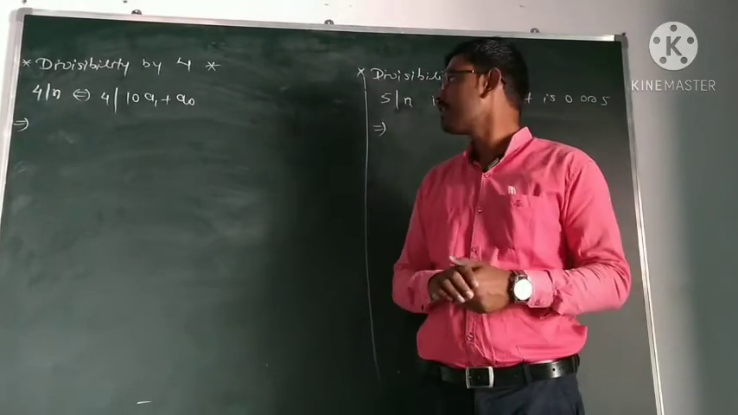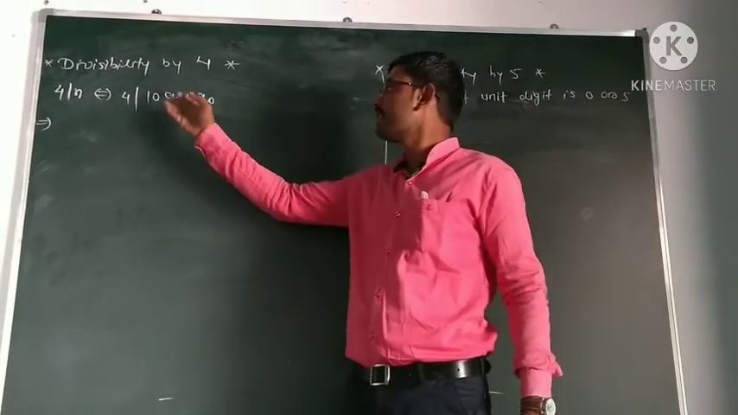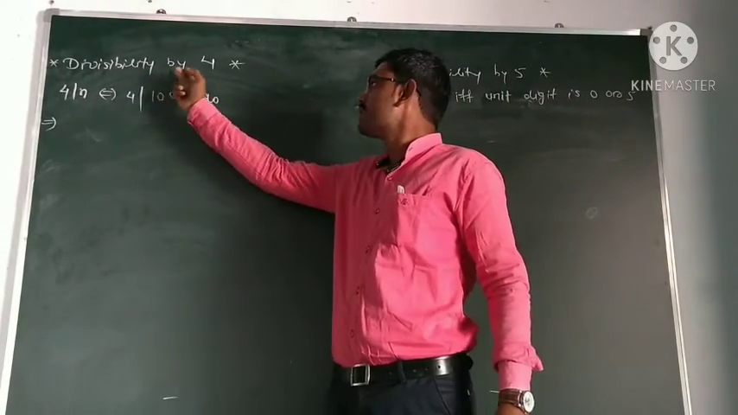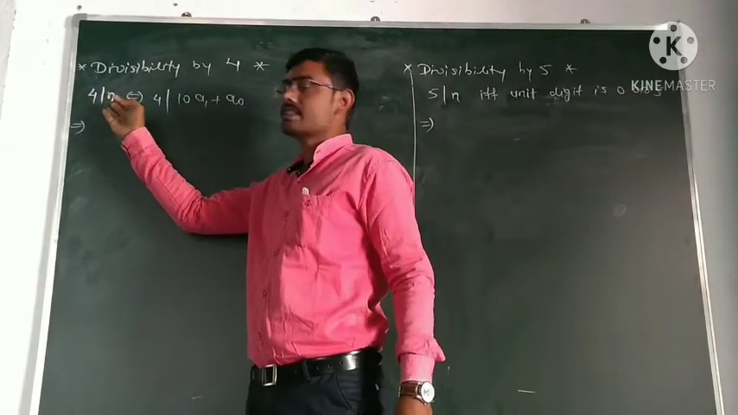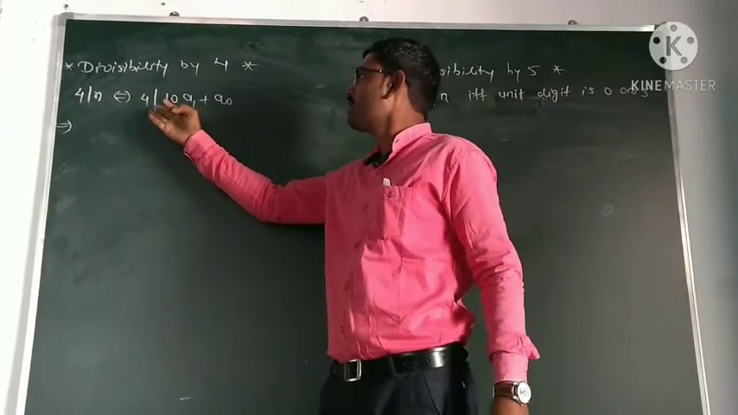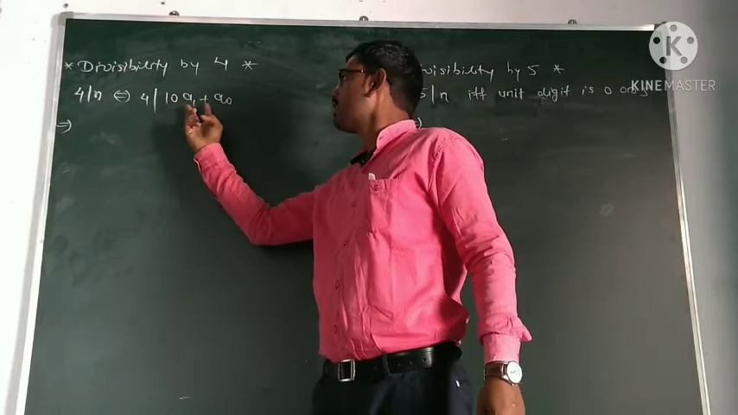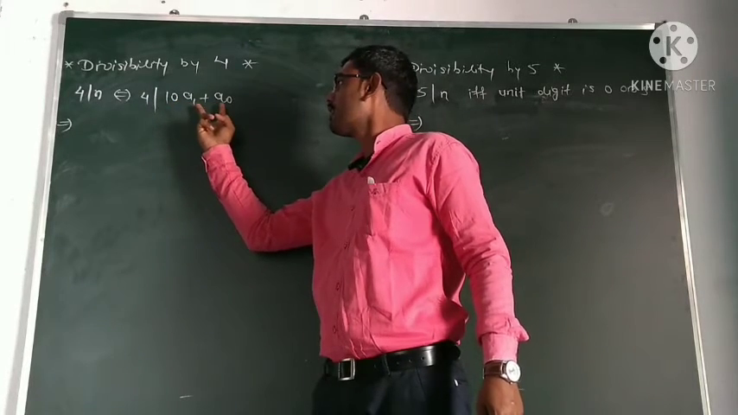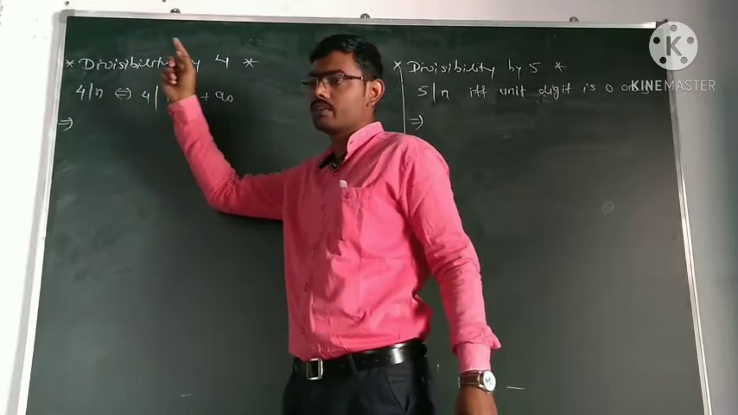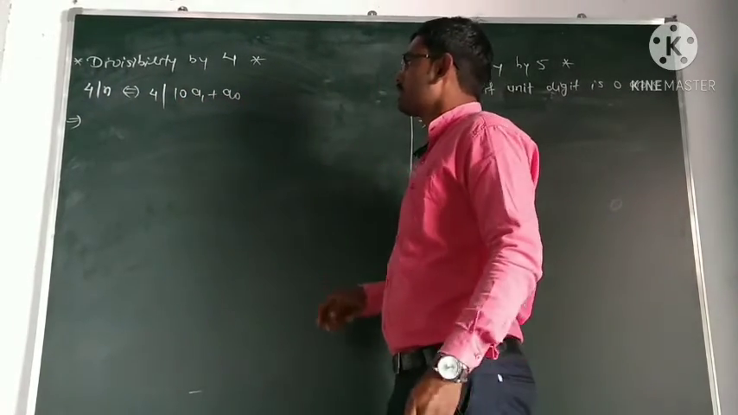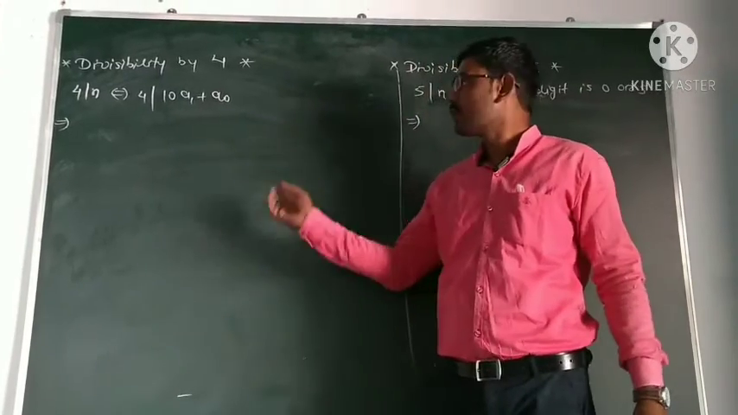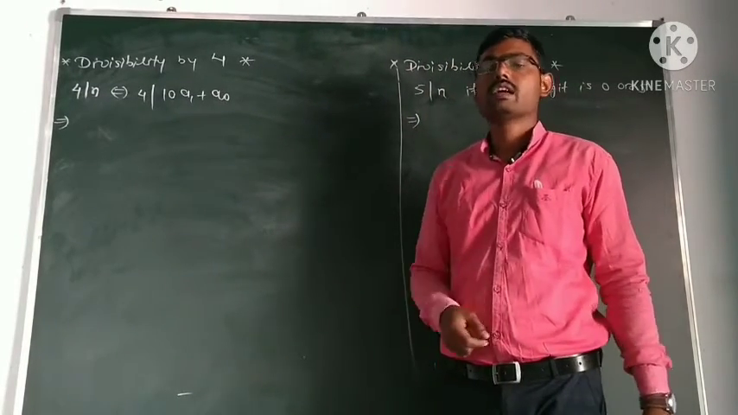Now we'll go ahead. Next stage is divisibility by 4. The test is: 4 divides m if and only if 4 divides the number formed by the last 2 digits of m. That is 10 times a1 plus a0. So we will give the proof first, and then we will take some examples.